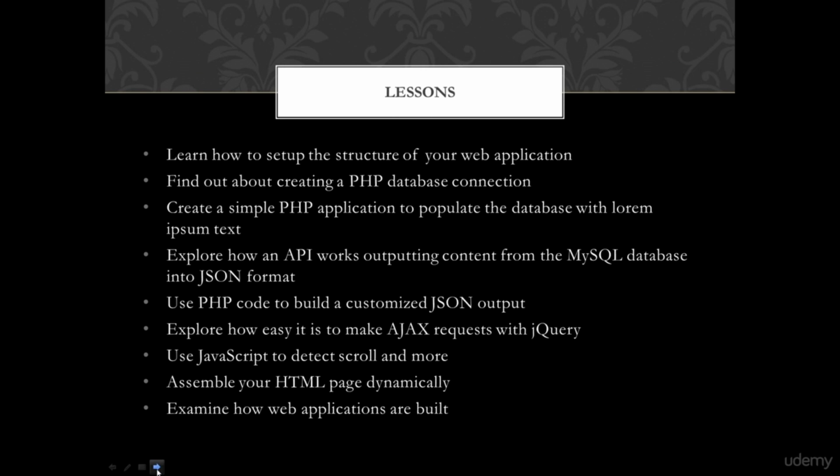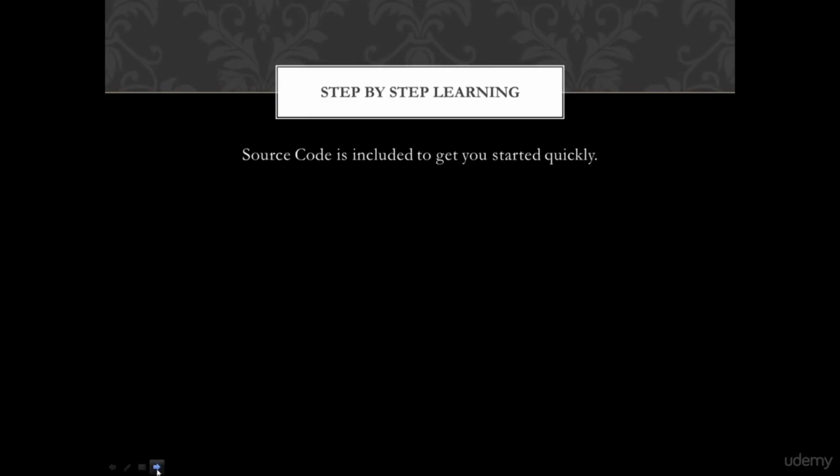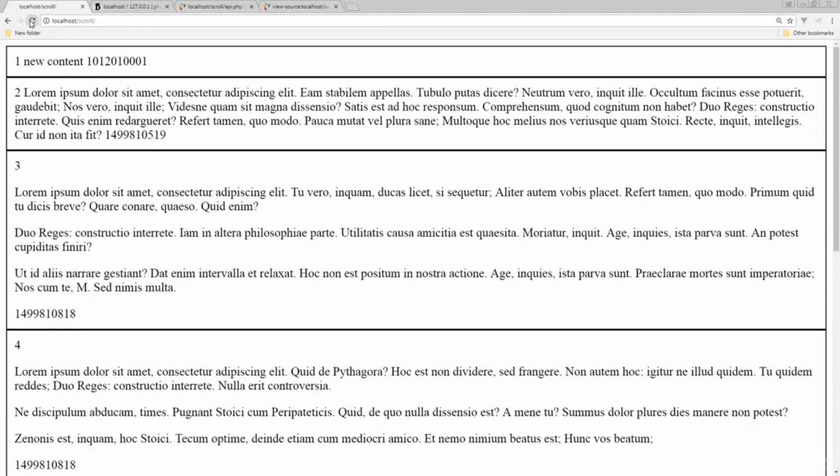We're going to build customized JSON output, and we're also going to explore how we can make AJAX requests. We're also going to use JavaScript to detect the scroll, assemble that HTML page dynamically, and overall just examine how web applications are built. So the source code is included, and I'll give you a quick preview of what we're going to be building out.